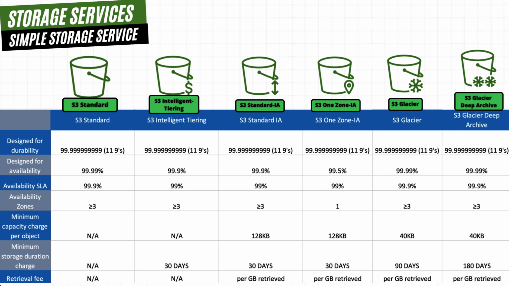For S3 Glacier, we have Expedited, which takes 1 to 5 minutes to retrieve. We have Standard, which takes 3 to 5 hours to retrieve, and we have Bulk, which takes 5 to 12 hours to retrieve. With S3 Glacier Deep Archive, we have Standard, which takes 12 hours, and Bulk, which takes 48 hours. These are the cheapest S3 storage classes, but also the slowest for data retrieval.